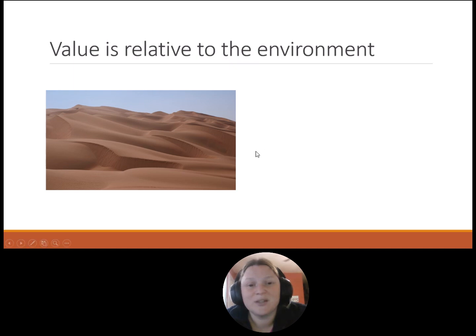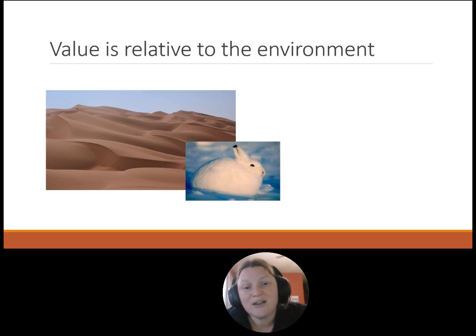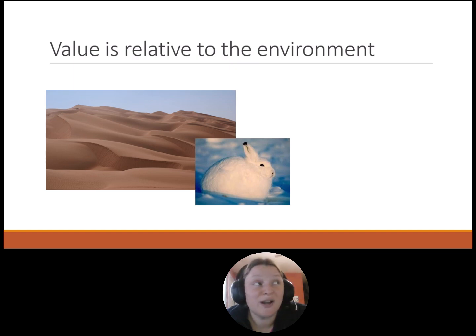Another main idea with natural selection is that the value of your trait is relative to the environment. If we take that fluffy bunny and change the environment to a desert, I doubt this bunny is going to survive. That fluffiness is not going to be a valuable trait. It's going to cause the rabbit to overheat, and it's going to be spending a lot of time trying to cool down rather than making babies.